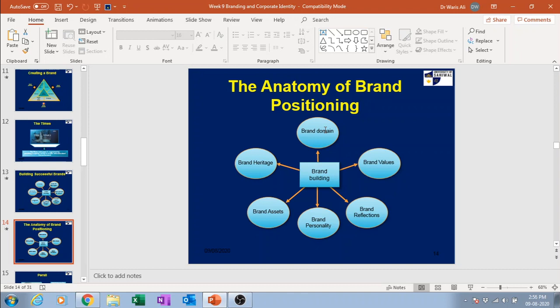So if you're developing juices, for example, for adults of age 20 to say 35 in Pakistan, that is the brand domain. And for brand heritage, if your company has been developing juices for 20 years, historically developing juices, and using quality ingredients to build the juices, that is the brand heritage.